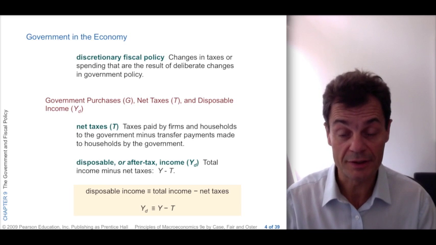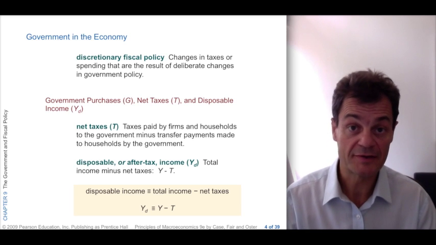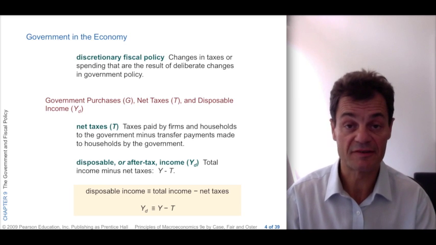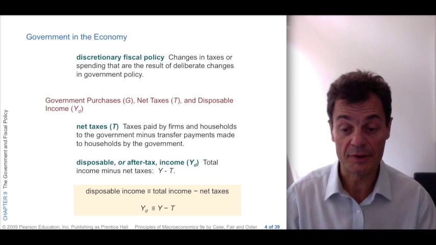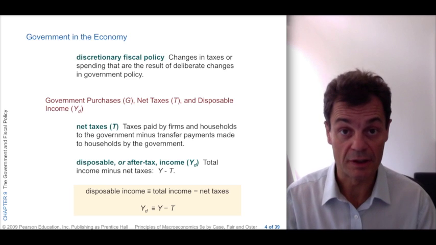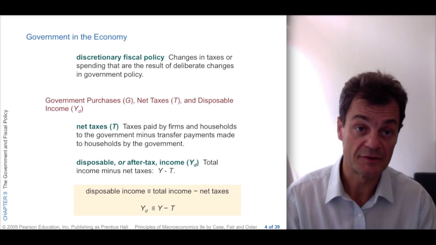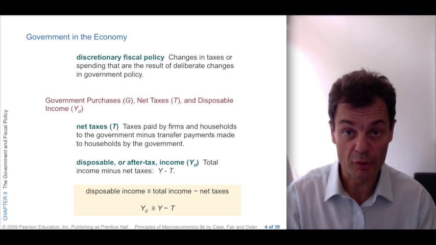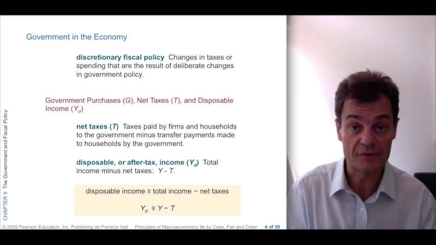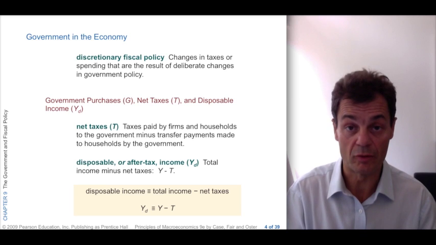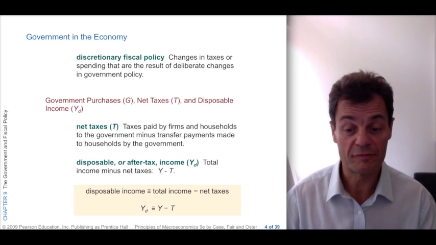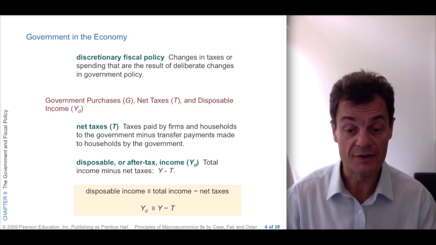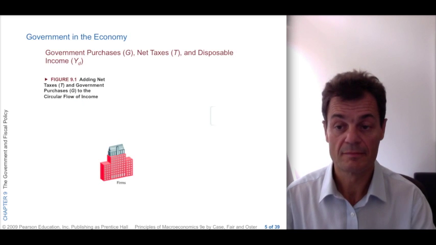The disposable income, or after-tax income, is therefore created after taxes have been paid. And it is simply the total income minus the taxes. The word says it very clearly. It is disposable income. This is the amount of income that is available for spending after you have paid your taxes. Disposable income, YD, is equal to total income minus taxes.